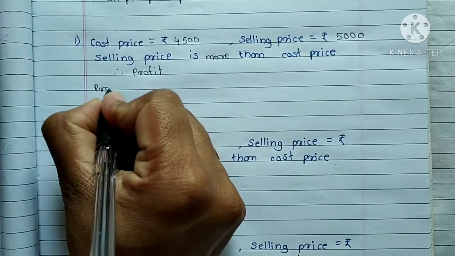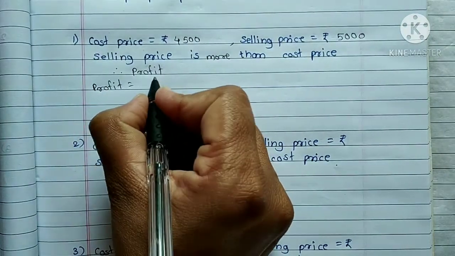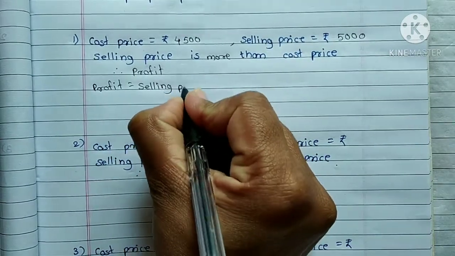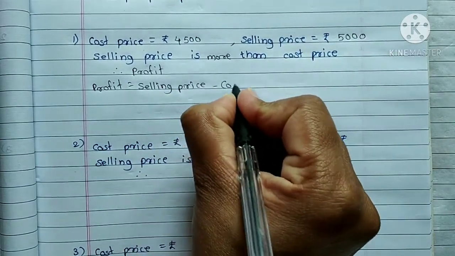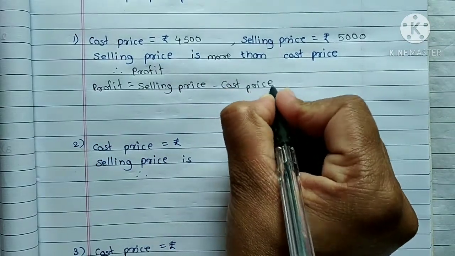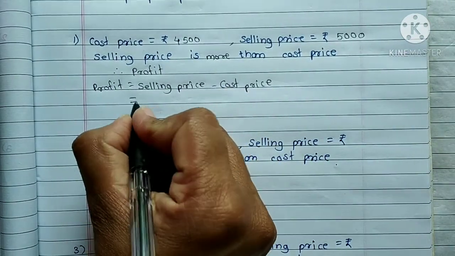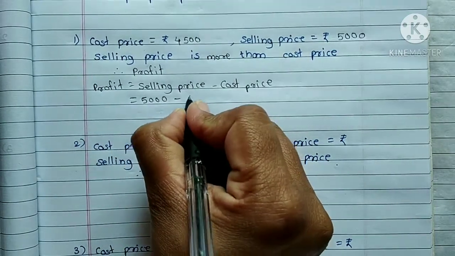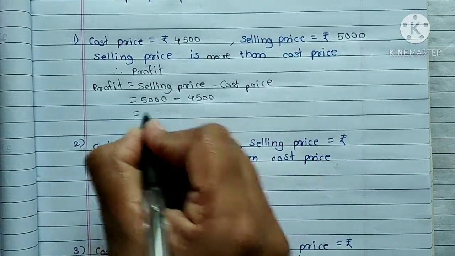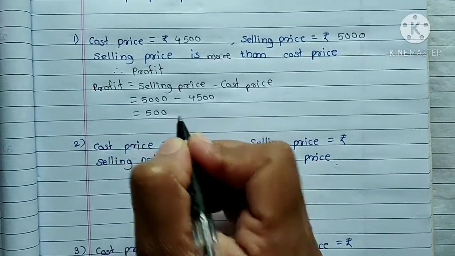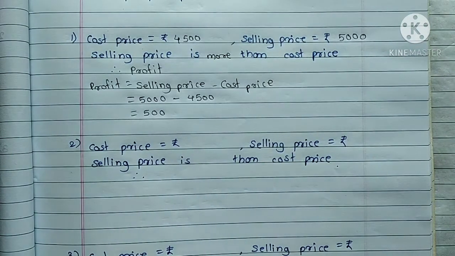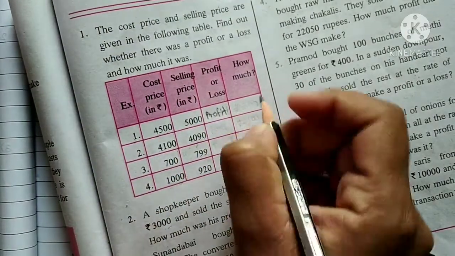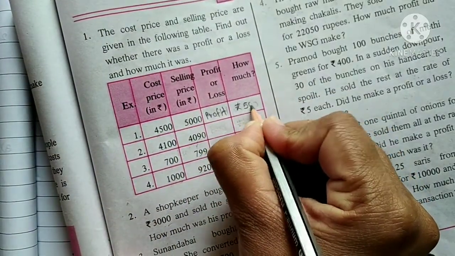Profit is calculated by using the formula: profit equals selling price minus cost price. Now substitute values. Selling price is 5,000 and cost price is 4,500. After subtraction you get 500. That means there is a profit of rupees 500.